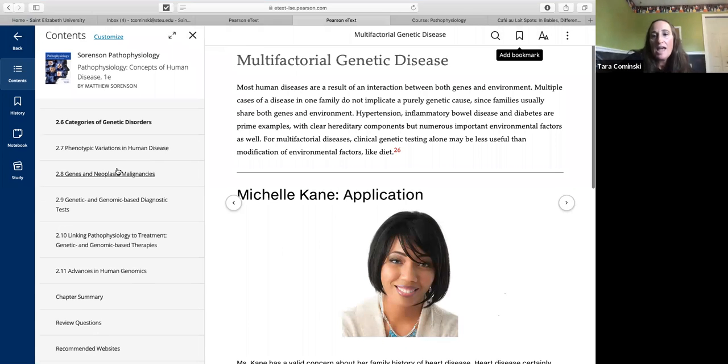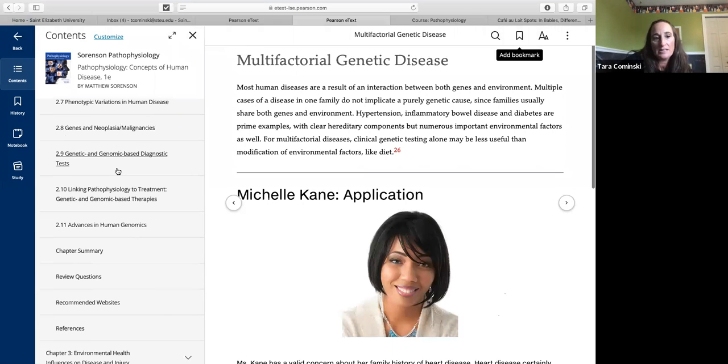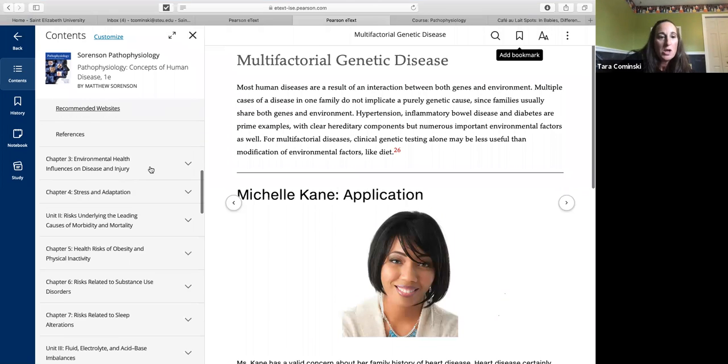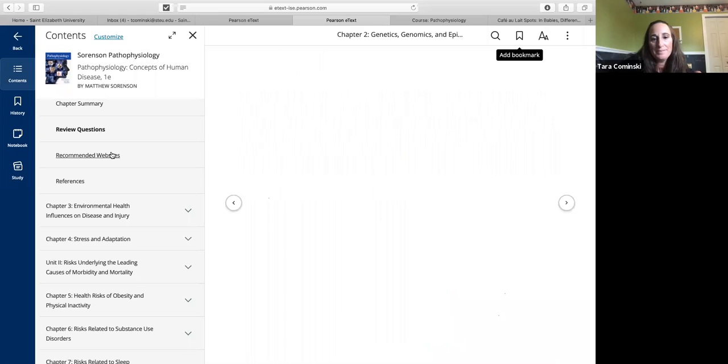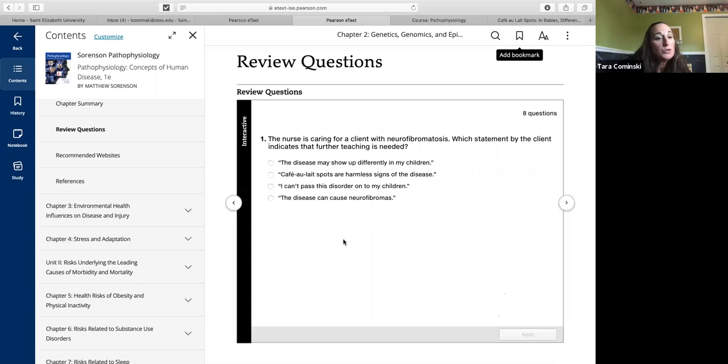Everything in here is pretty much interactive. If we go to the review questions for chapter 2, these are the review questions. If you just have the regular copy of the textbook, you'll find the review questions at the end of the chapter, right after the chapter summary. The answers to these review questions are in the back of the book, so even if you don't have the interactive version, you'll be able to access the answers.